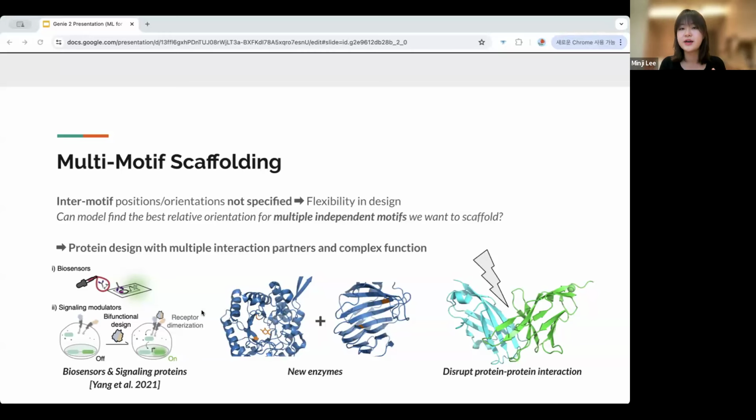However, to design proteins with new combinations of interaction partners or functions, it is necessary to scaffold multiple motifs without those intermotif positions specified. This would give flexibility in design and allow the model to find the best configuration for the multiple independent motifs.